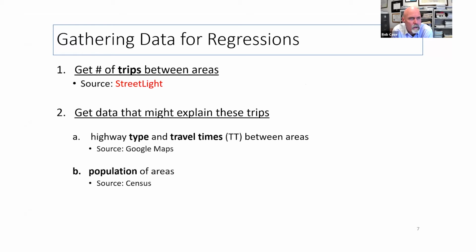So how did we get the data? Well, the trips between the areas came from StreetLight, and then the highway type and travel times came from Google Maps, and then the population came from the census.